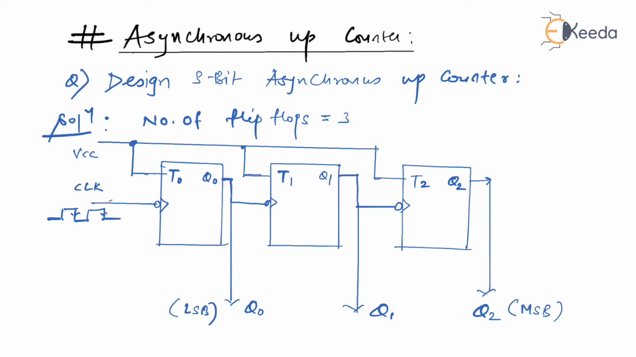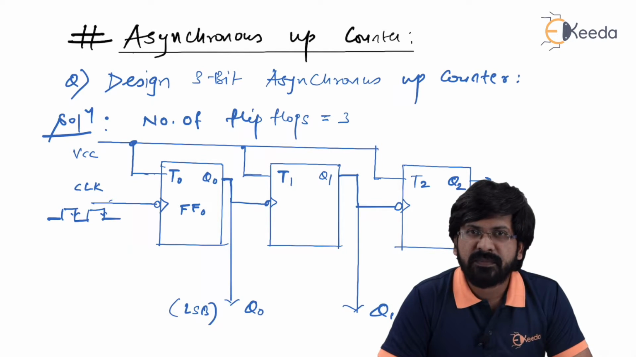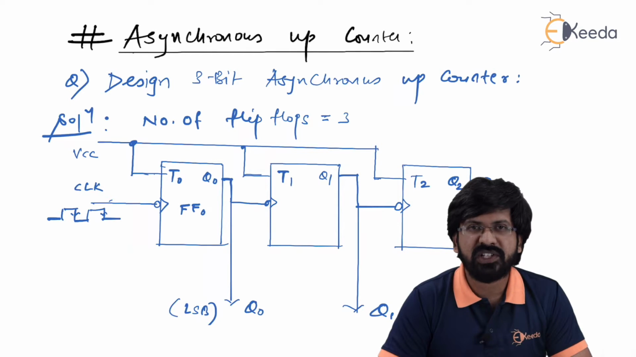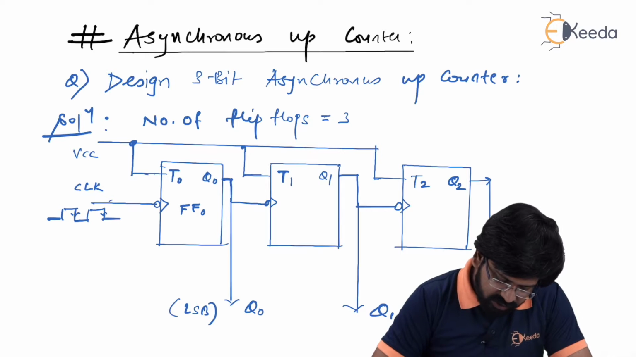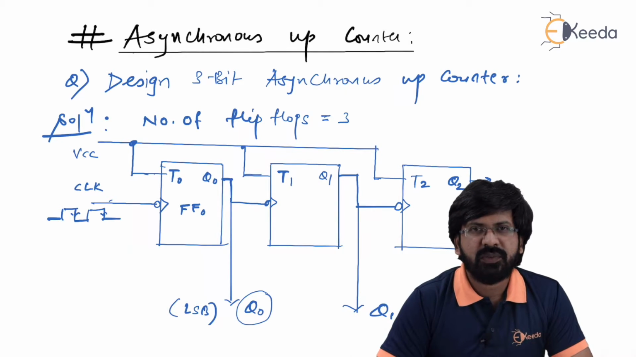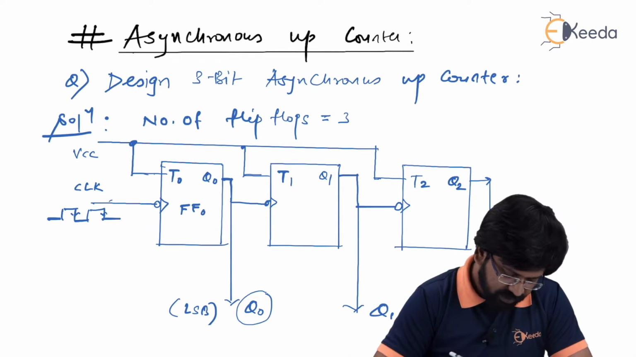If you remember, if a particular flip-flop is in toggle mode, what is going to happen? The output will keep on toggling at every negative edge of the clock. Let's talk about flip-flop number 0 here. Please pay attention carefully. Can I say that flip-flop number 0 is operating in toggle mode? You can observe. Yes, because T0 is connected to VCC, that is, T0 is connected to 1. So this Q0 will keep on toggling, that is, it will become 0, 1, 0, 1, 0, 1 continuously at every negative edge of the clock.